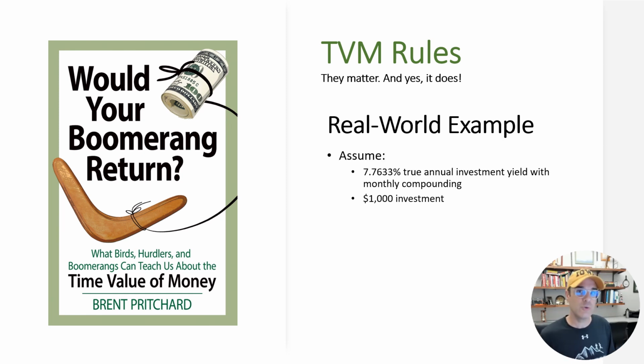Let's work through two real-world situations. For this first example, let's assume a 7.7633% true annual investment yield with monthly compounding. Let's further assume that you've got $1,000 burning a hole in your pocket. Wouldn't that be nice? And you plan to invest those monies. You'd like to know what you can expect for a future value after 1 year. In other words, a 1-year investment period.